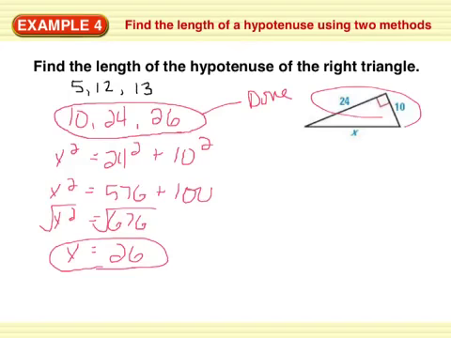Cool? So using the Pythagorean triple, we could have stopped here and said that we are done, because we know that the Pythagorean triple would give us 26, or we can use the Pythagorean theorem, which is c squared equals a squared plus b squared. I'm probably going to go for the Pythagorean theorem because I only have the 3, 4, 5 triangle memorized, but some of you may be able to memorize some more.